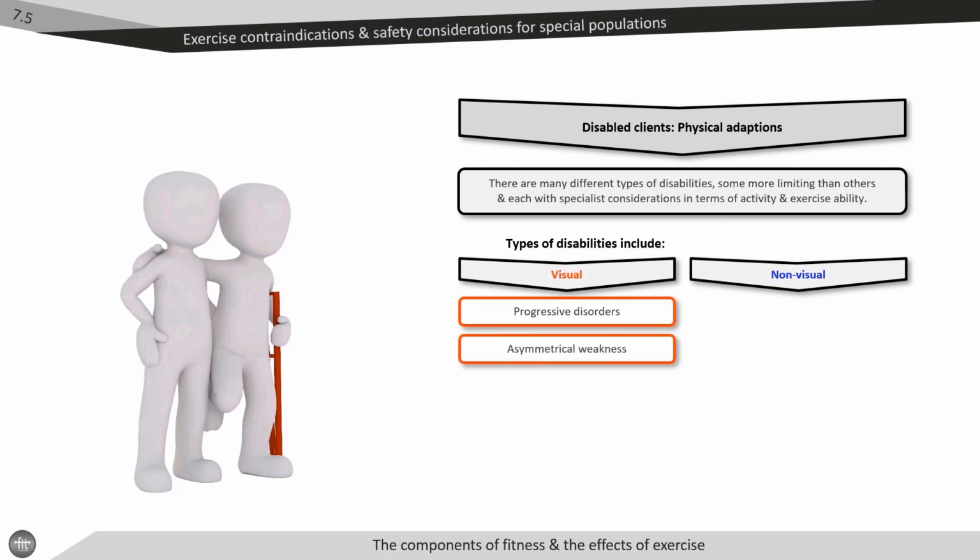Asymmetrical weakness, which is also a visually apparent disability. These conditions result in a difference in strength between the left and the right sides of the body, such as those post-stroke or with cerebral palsy. The aim should be to improve the affected side as much as possible without neglecting the unaffected side. If the nerves controlling the affected side have been partially or completely damaged, the opportunity for improvement in the local muscles is greatly reduced.